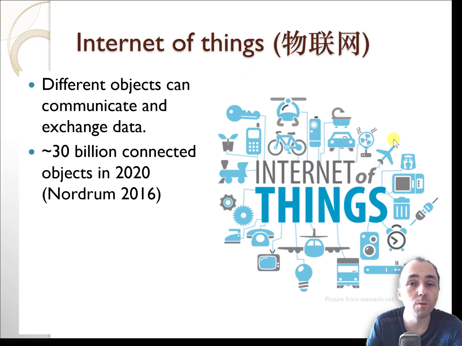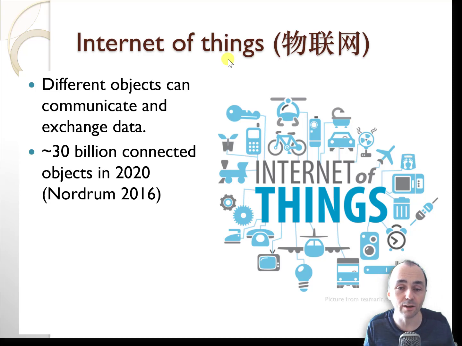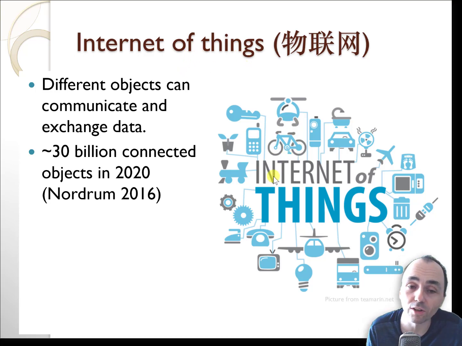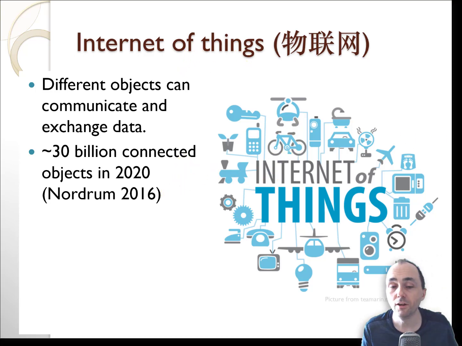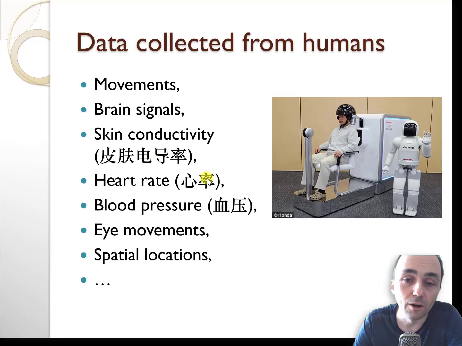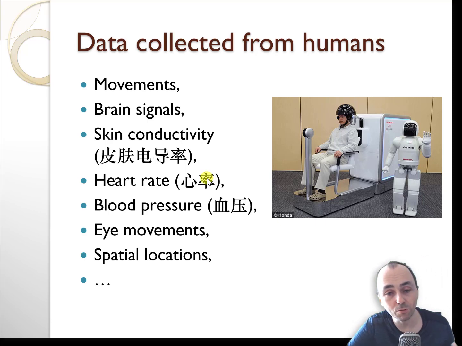Also, we talk more and more about the Internet of Things. All these things in daily life, these objects like the light, the door, the fridge, can be connected, and they can also exchange data. A few years ago, there was a prediction that there will be 30 billion connected objects in 2020, for example.